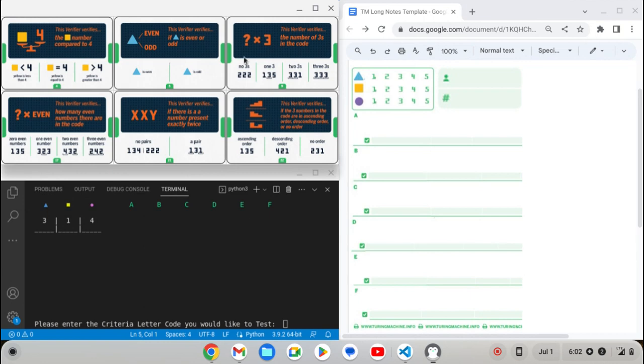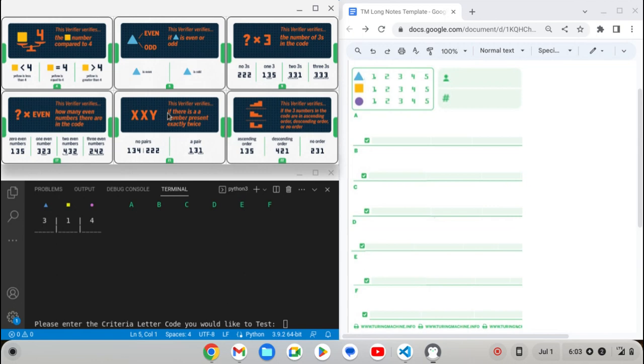Criteria card C looks at our 3-digit solution, and the Turing Machine will let us know how many of those digits should be 3. Are there no 3s? Is there a single 3? Perhaps there could be 2, or all 3 are 3. Criteria card D again looks at our 3-digit solution, and will let us know how many of those digits should be even. Should there be 0 even, 1 even, 2 evens, or perhaps even all 3 are even?